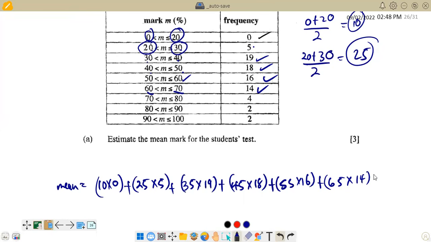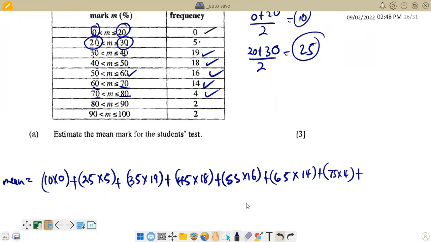Plus we have this 70 to 80. If you add 70 and 80 and divide by 2, that is 75 times 4. Plus we move on to the other classes, and so on until the last class. The next class is 80 to 90, and you do the same: 85 times 2. Plus we move on to 90 to 100, which gives 95, so it's going to be 95 times 2. So that's what you're going to have at the end.